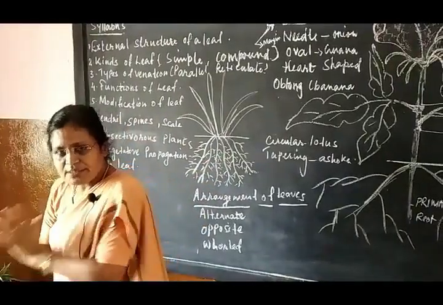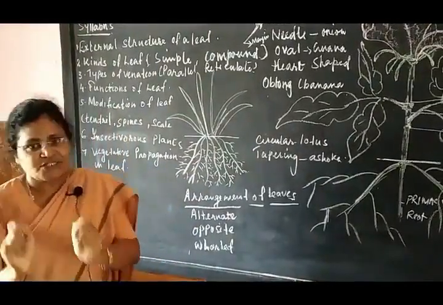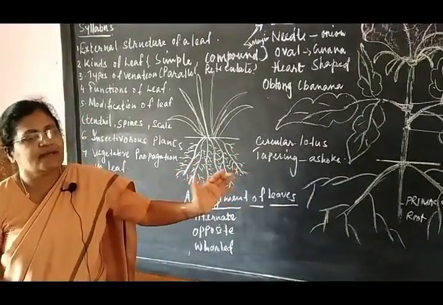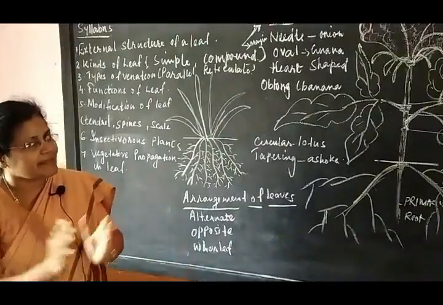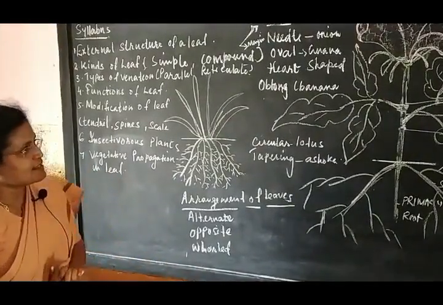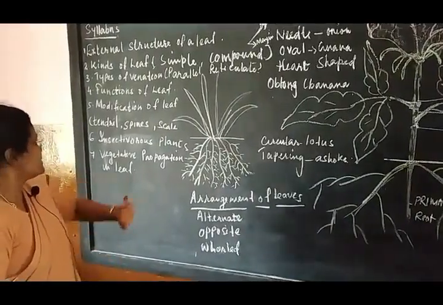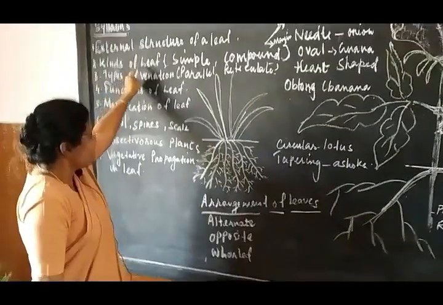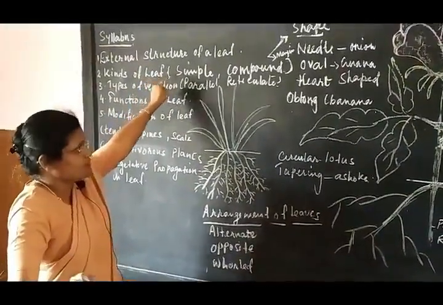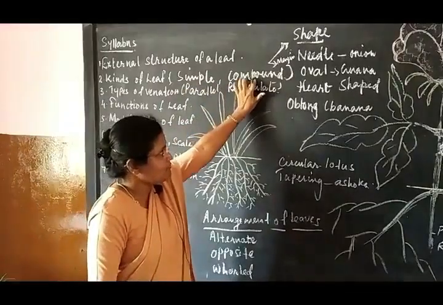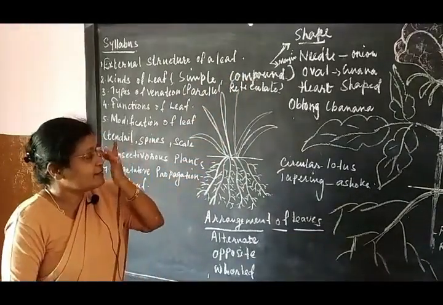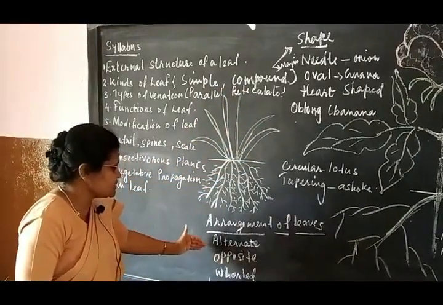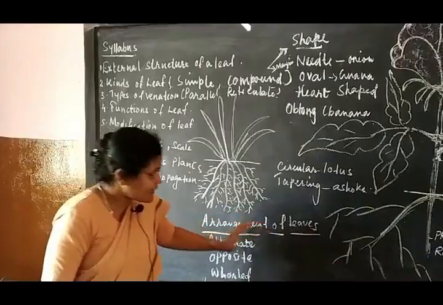Now what does your syllabus tell you? The syllabus is going to teach you about the leaf. You have already learned in class 5 about the root system and the shoot system in general. Now coming to the leaf, the syllabus teaches you about the external structure of a leaf. Second, kinds of leaf. In the kinds of leaf you have a simple leaf and compound leaf. Further, the leaf is divided based on the shape, different types of margins, and different types of arrangement of leaves.